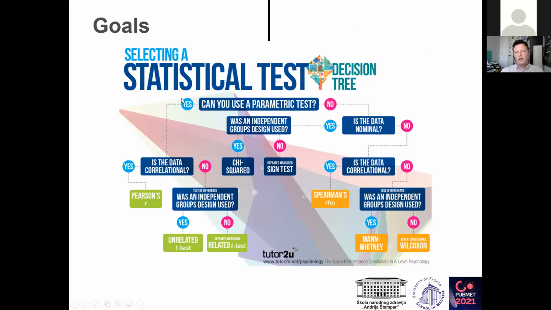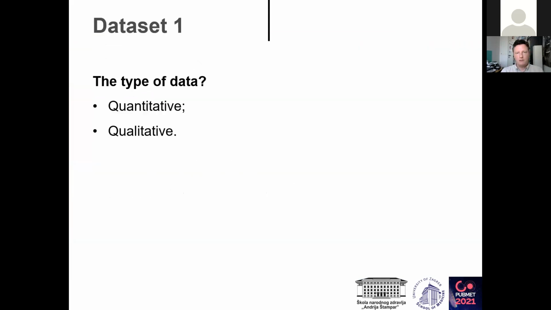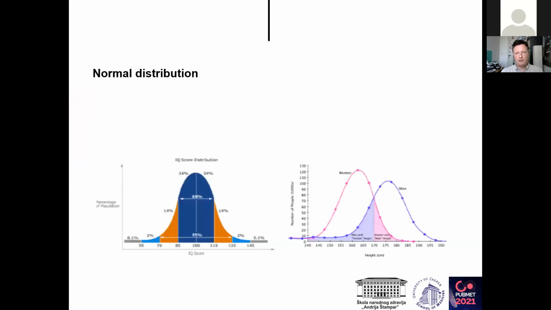So any selection of statistical tests begins with this: can you use a parametric or non-parametric test? The type of test you will use to get the answer to your research question depends on how your data are distributed. So are your data distributed like this? These are classical examples. This is height in women and height in men.